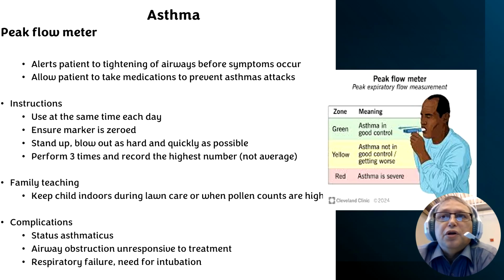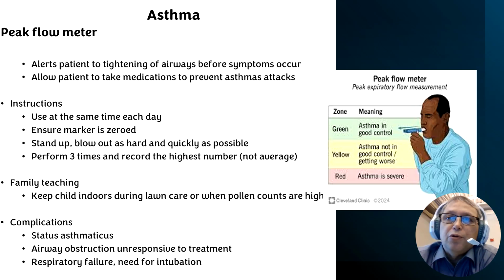As part of our education, as nurses, we need to teach patients how to use the peak flow meter. This allows the patient to be more aware of their airway situation, and if they see their airways are starting to narrow, they can take medications to prevent the asthma attack from ever happening. The trick is to use it at the same time every day and make sure that the marker is set to 0 every time they use it so you don't get a false read, and to use this appropriately by standing up, blowing out as hard and quickly as possible, and recording your highest number after 3 attempts.